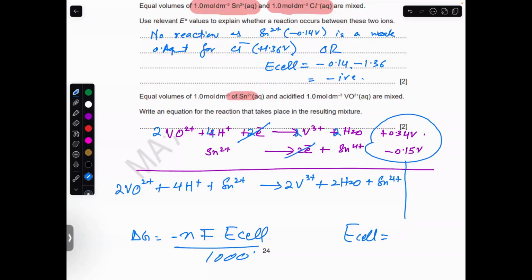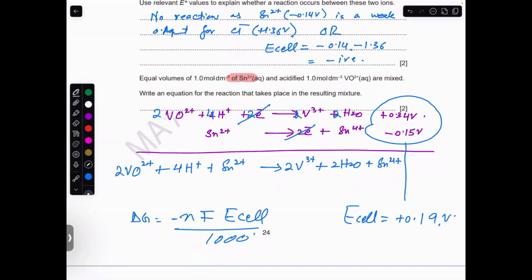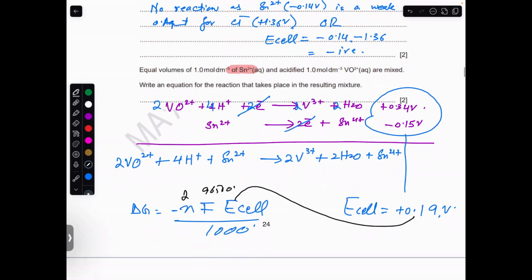14 minus 5 is what? 14 minus 5 is 9. And 2 minus 1 is 1. I hope it's correct, doing it mentally. So if I calculate the delta G, I'll put this value, and the electrons are how much? 2, and this is 96500 coulomb. You can calculate it.